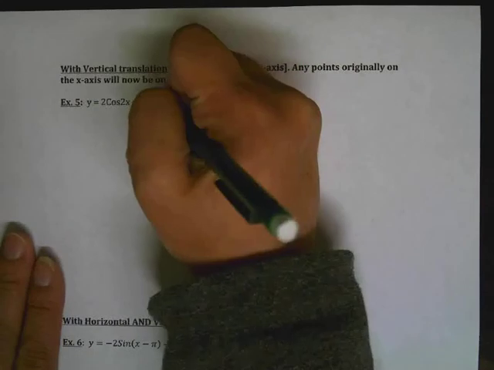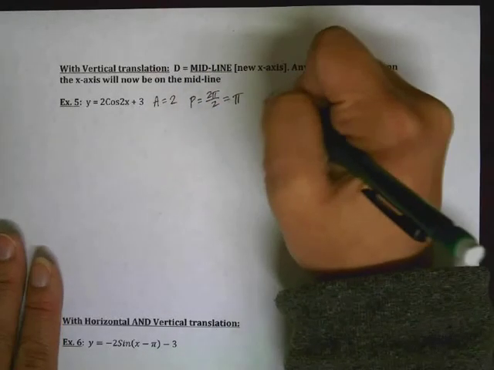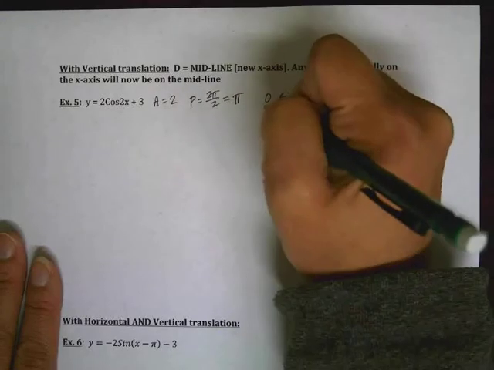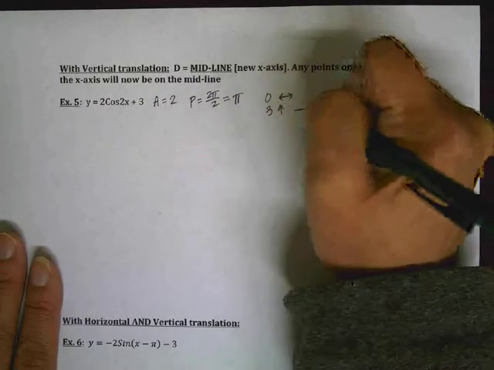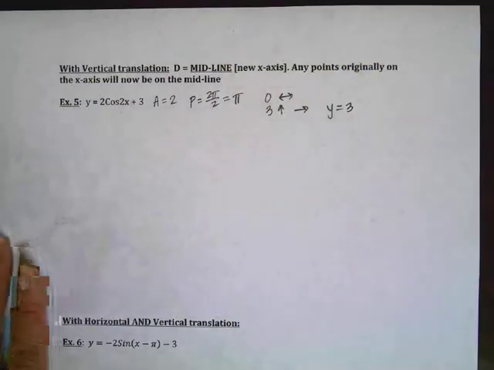So we're going to again list our A, our period 2 pi over b, so our period is pi. And no horizontal shift, so 0 left and right, but it went 3 up. So the 3 up means that our new midline is going to be at y equals 3.